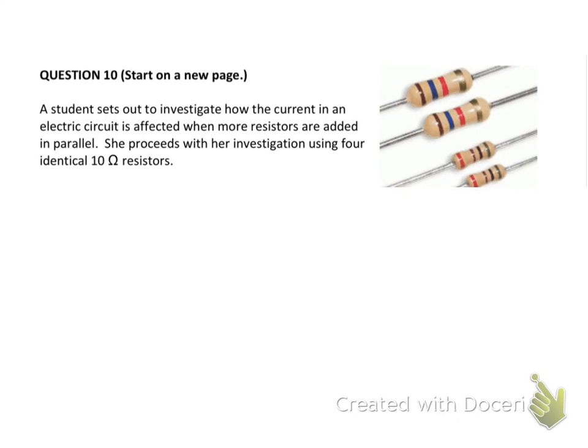Right, question 10 is the investigation question. And it clearly says there, a student sets out to investigate how the current, so that's our one variable, in an electric circuit is affected when more resistors are added in parallel. There's our other variable. Now, before you even start this question, it's probably sensible just to get the two variables clear in your mind. I asked myself these two questions.